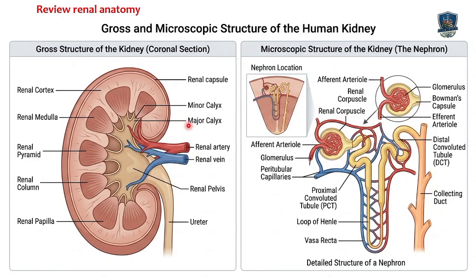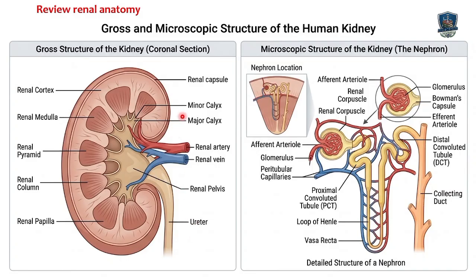The minor calyx drains into the major calyx, and they merge to form the renal pelvis, which now drains the urine into the ureter. The ureter will also drain the urine into the bladder and into the urethra, and that's how the urine flows. Now, back to our session.